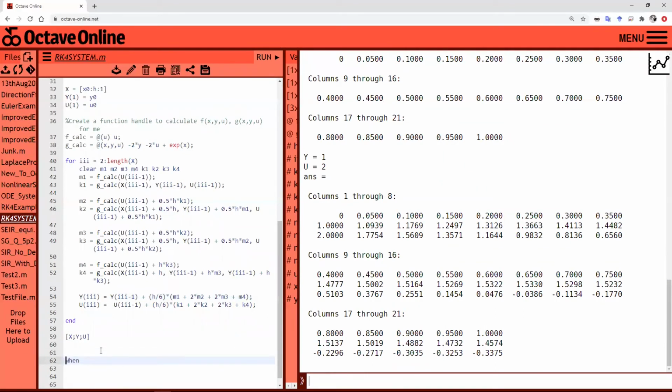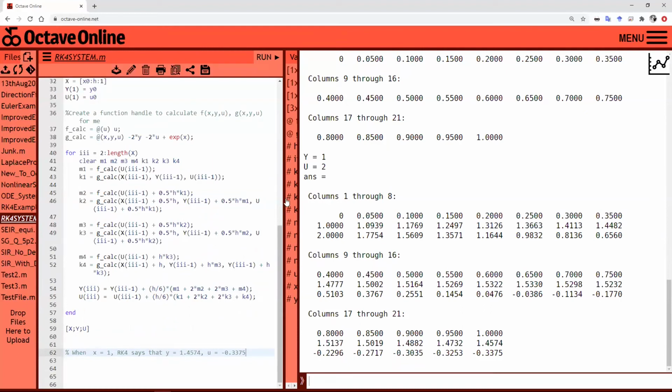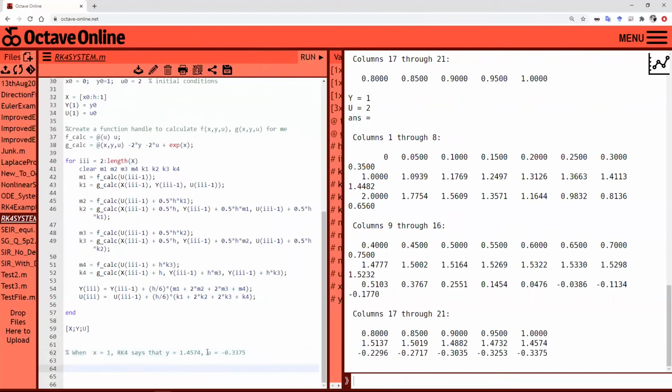Okay, so when x equals 1, our RK4 says that y equals this 1.4574 number here. And it also says that u is equal to negative 0.3375. So I didn't want to save that. So we have a prediction for the value of y at x equals 1. We do have to check this prediction, however.